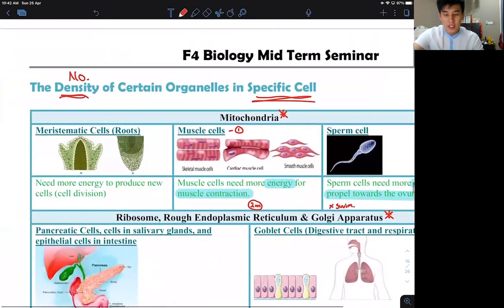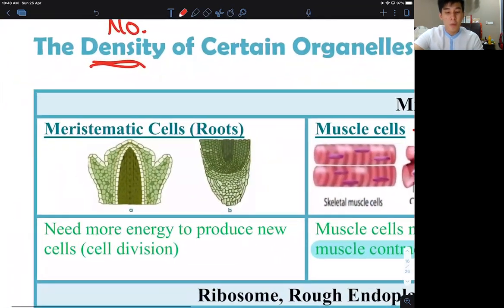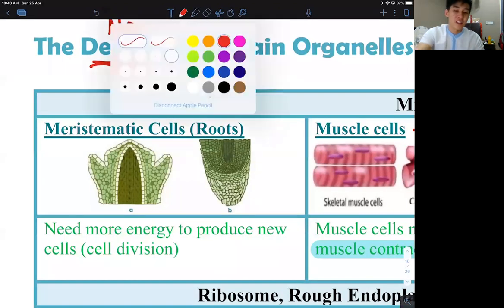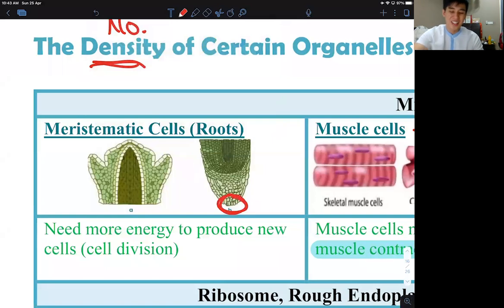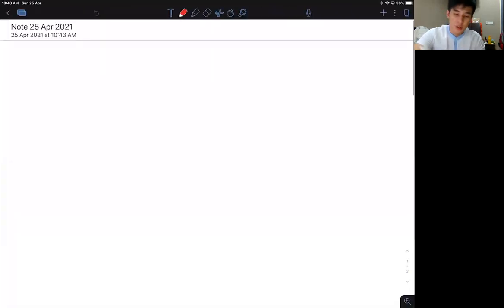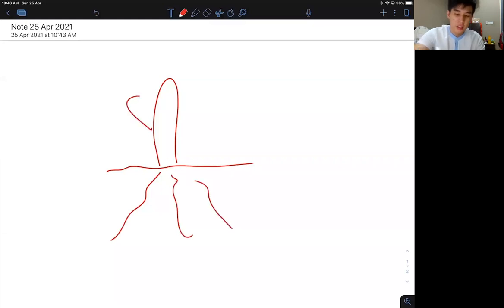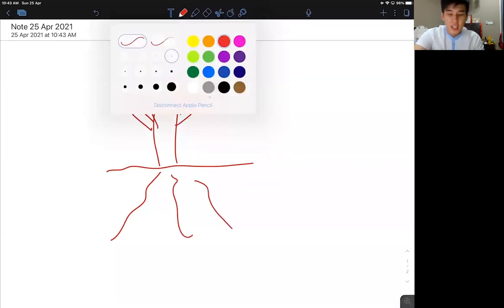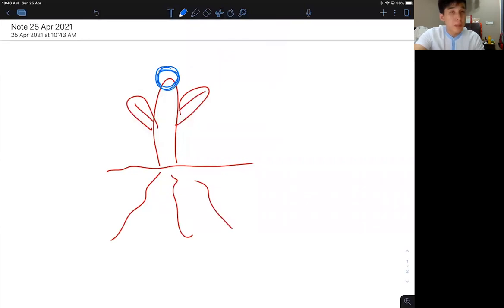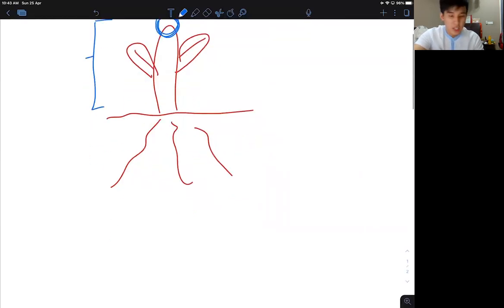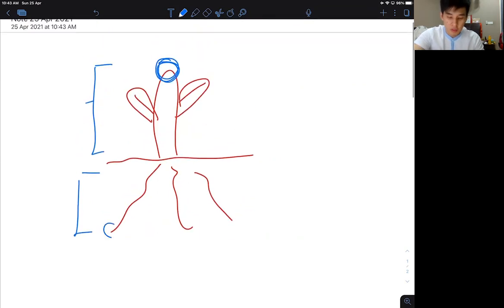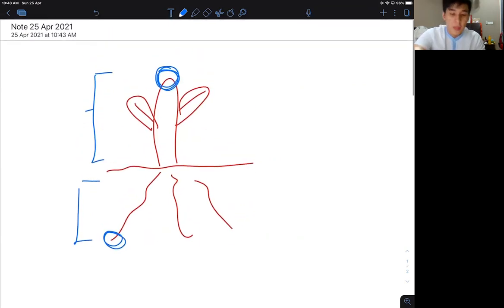Now, the one that is slightly less direct is meristematic cells. Meristematic cells are found at the tip of the roots and at the tip of the shoots. So basically, a plant looks something like this. This here is the tip of the shoot. The entire part here we call the shoot and the root. So tip of root, tip of shoot. The cells over here we call meristematic cells.